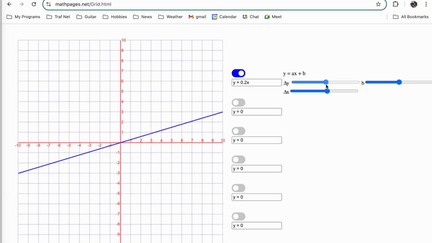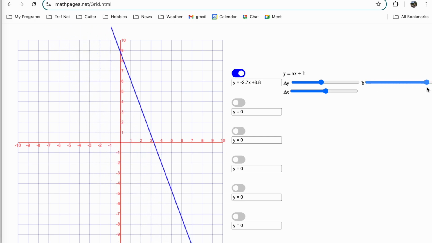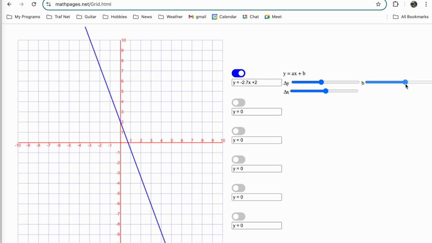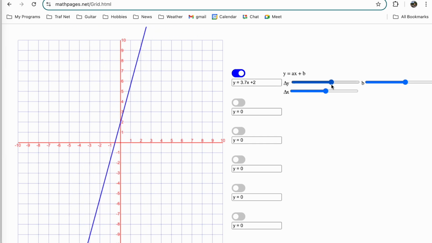If we change the b, look what happens. The b lifts it up and down. The slope changes the angle, and the b changes the up and down. Here the b is 7, and then down to 2, the b is 2. The b lifts it up and down, and the slope just changes the angle.